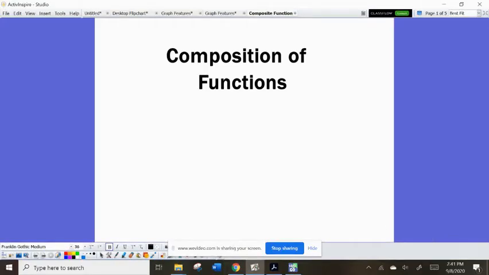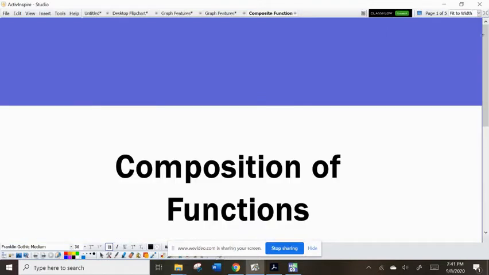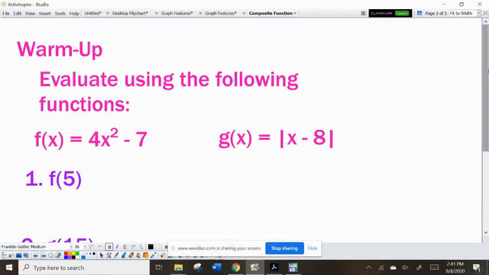All right, welcome to our lesson on composition of functions. I'm going to expand this a little bit. And we're going to start with a little review. What does it mean to evaluate a function?